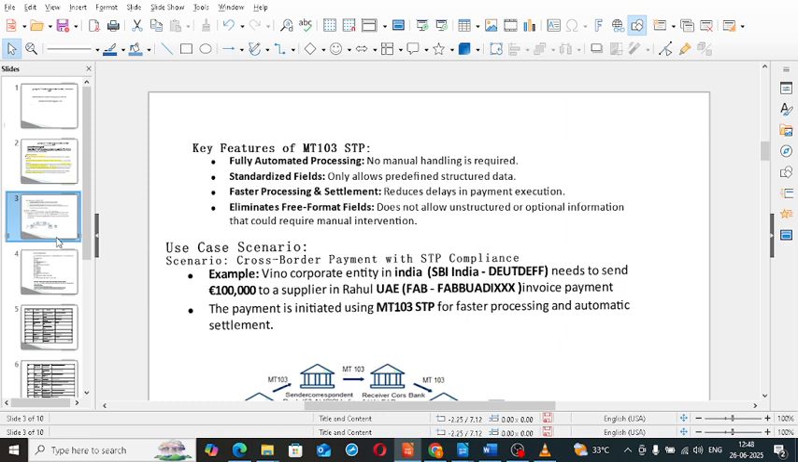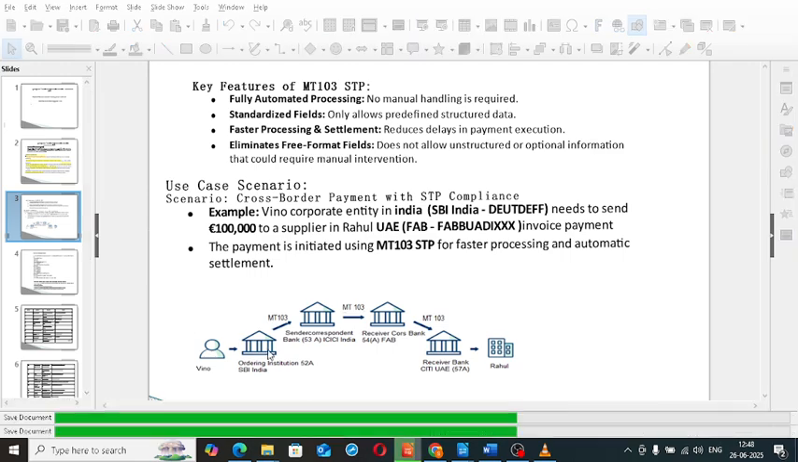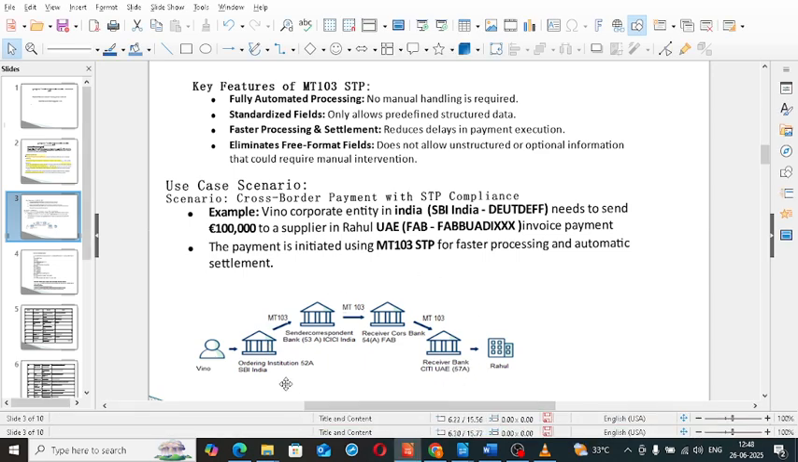Let's talk about one use case, a simple example of the STP process. A corporation in India needs to send money to Rahul Corporation in UAE. The Indian corporation holds an account in SBI India and Rahul holds an account in Citibank UAE. Both banks don't have a direct relationship, so the sender's correspondent, receiver's correspondent and intermediary account-with institution banks should all be involved in the transaction.